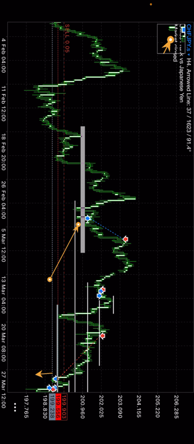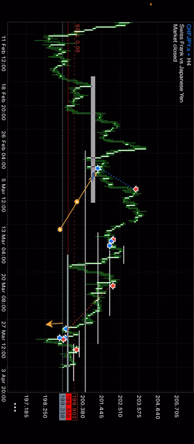This was my first trade, I think this was last week. Was it last week? No, this was not last week. Okay, this was my first one I was able to catch on CHF JPY.